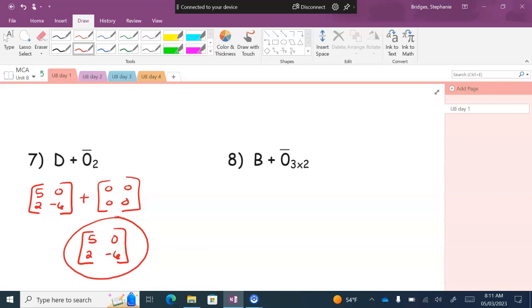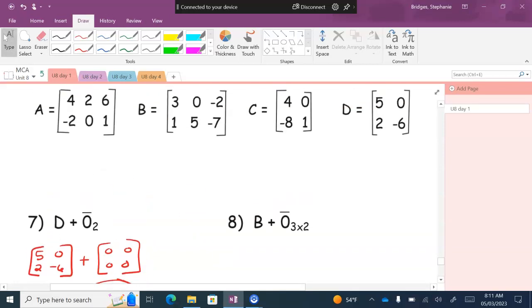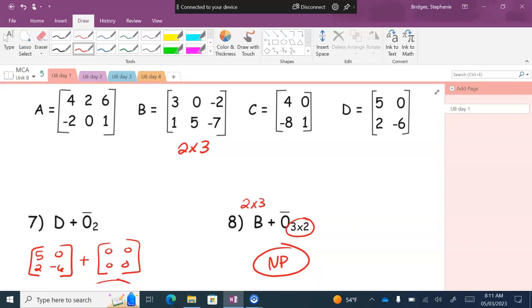And then 8 says we want to take B and add a 3 by 2 matrix or 0 matrix to it. What size is B? It's a 2 by 3. And they want us to add a 3 by 2. Can I add a 2 by 3 and a 3 by 2? No. Not the same size, so therefore it's not possible. Because B is a 2 by 3. That 0 matrix is a 3 by 2. Those are not exactly the same size. They are reversed, which means they cannot be added. So therefore, that is all we can do with those.